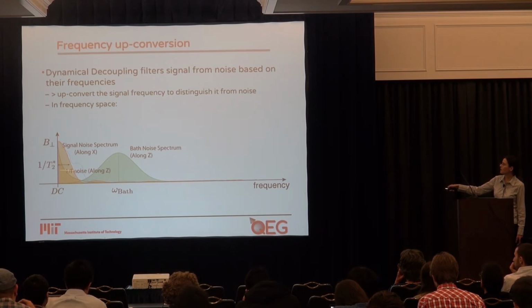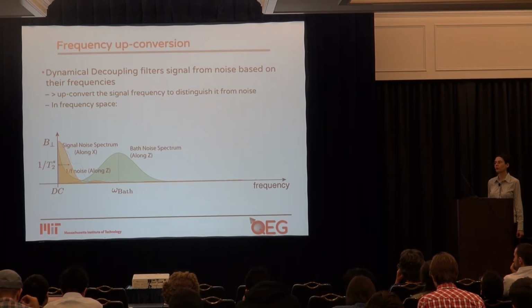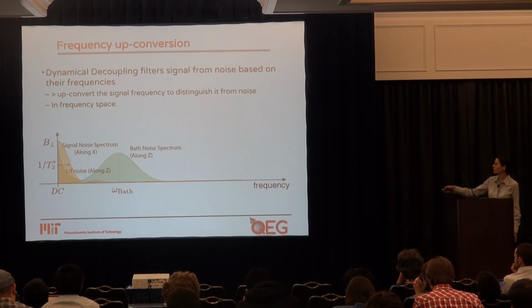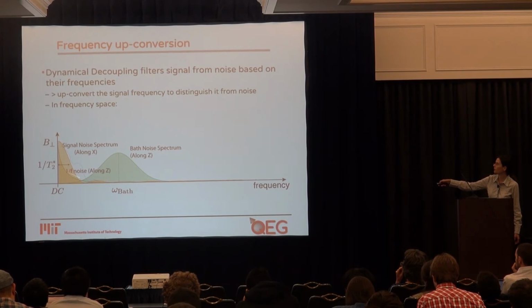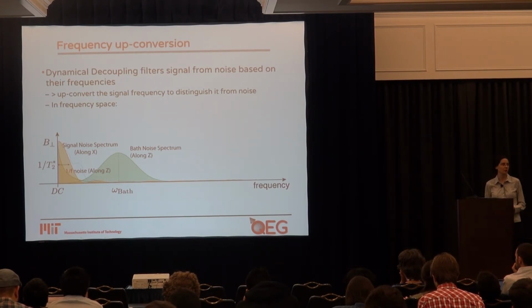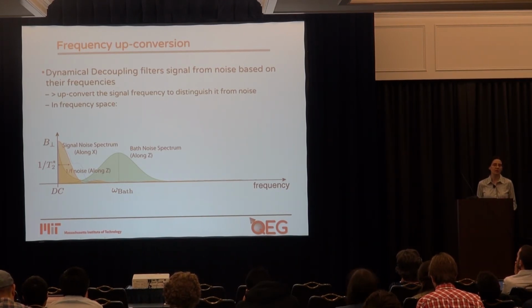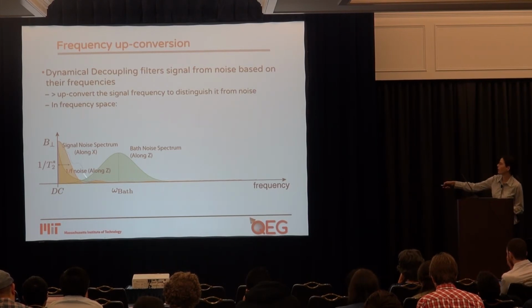The simplest thing that you can do to measure a static field is just to do a so-called Ramsey type of experiment, which is limited by T2 star. Here I'm also representing the width of the inverse T2 star, which tells you how much noise you will be filtering out if you just apply a Ramsey sequence. And typically this is not particularly good, so you have quite a large width here.